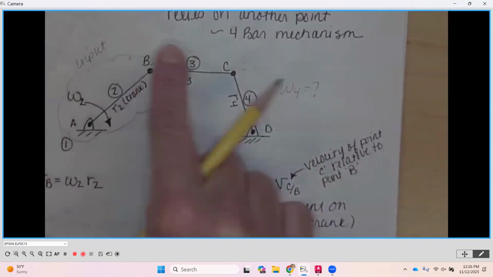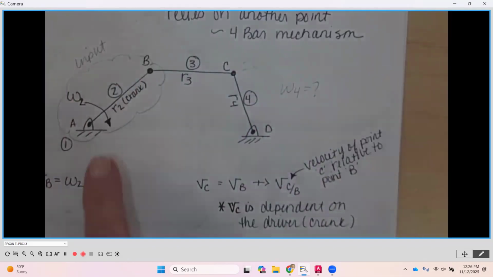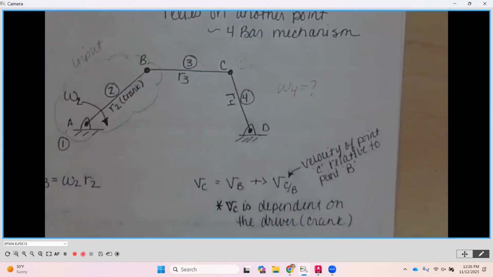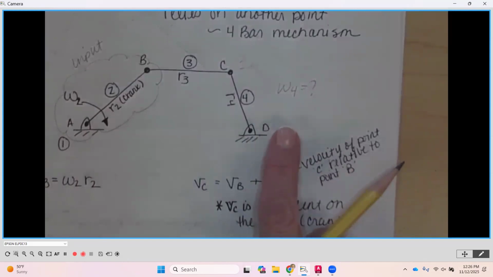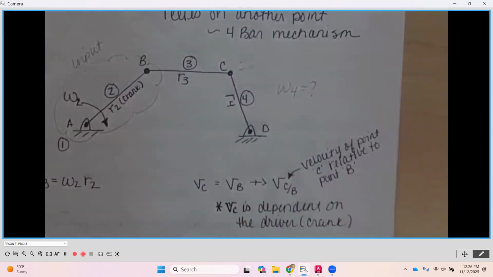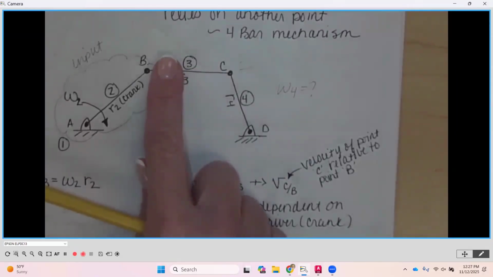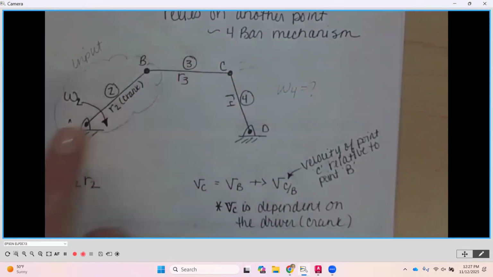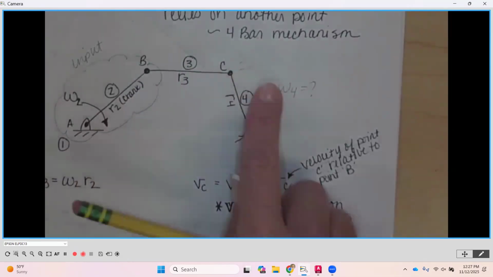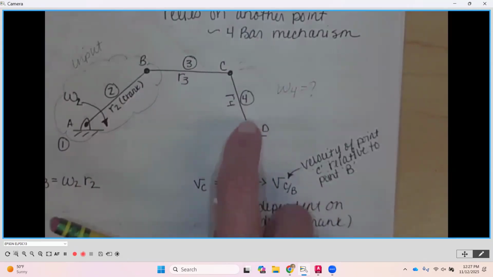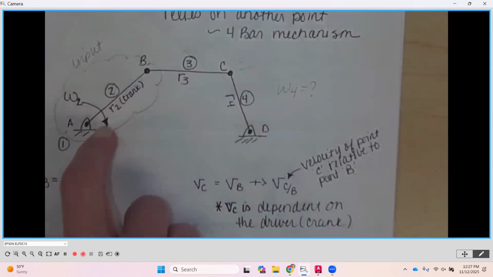Now, this mechanism, we would know everything about it. We would know how long each one of those links are. We would know at what position it is. We would know what's going on in the input. So then we could figure out what this is. And we're going to figure out what the angular velocity is of link number 4 relative to what's going on at link number 3 and link number 2. So we call it the relative velocity method because this motion is relative to what's going on over here.